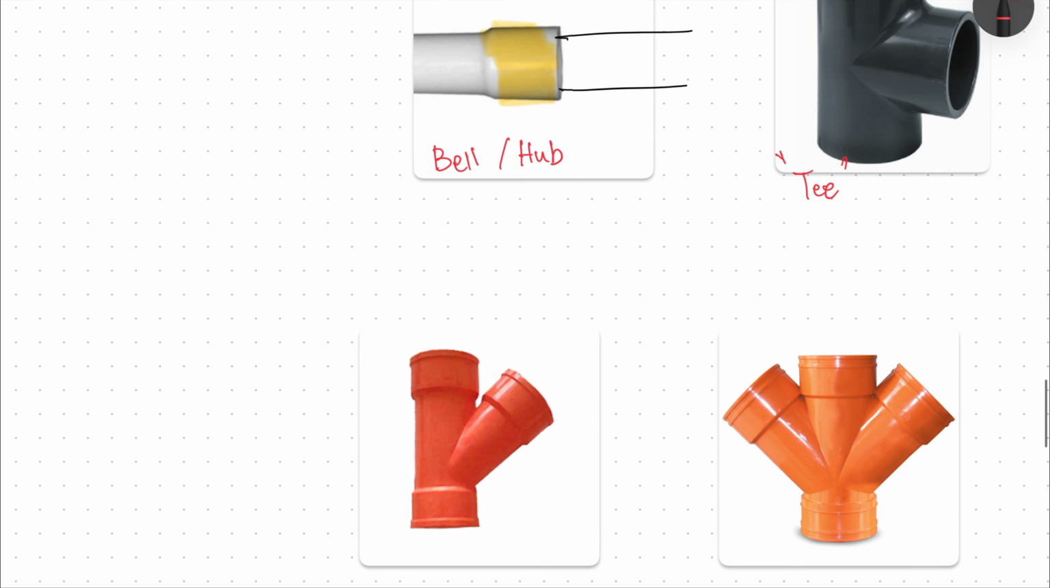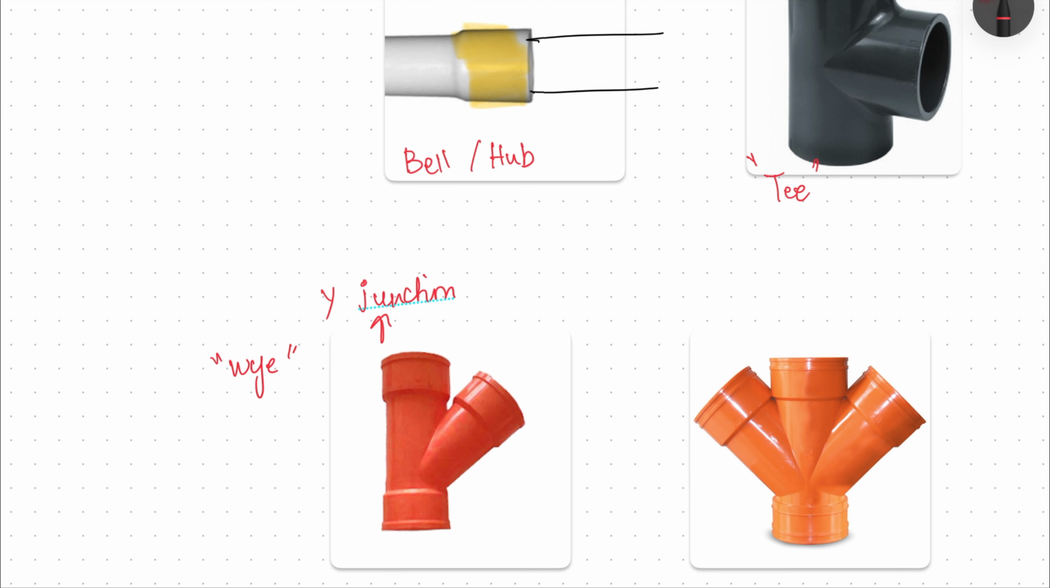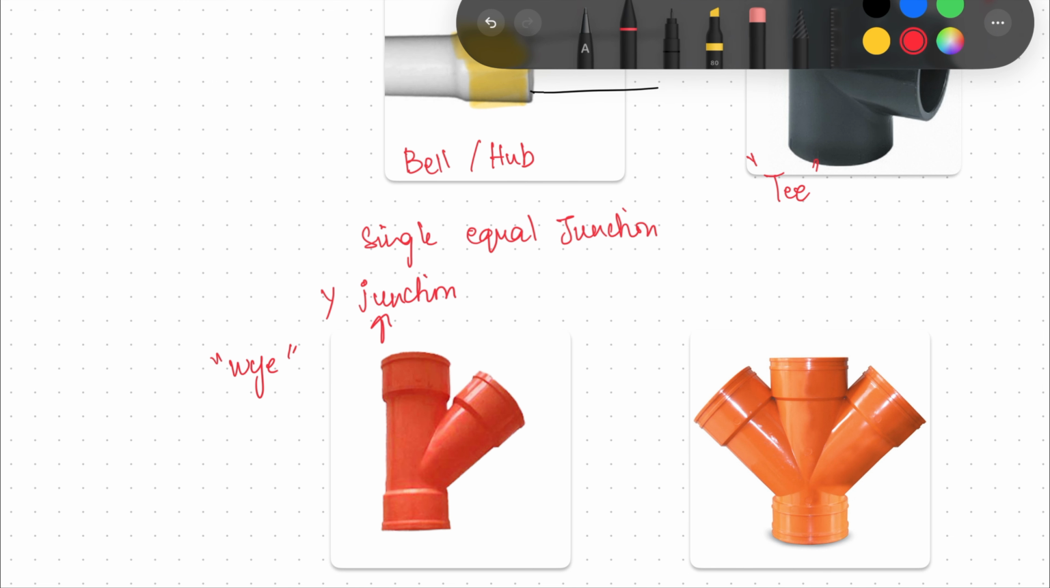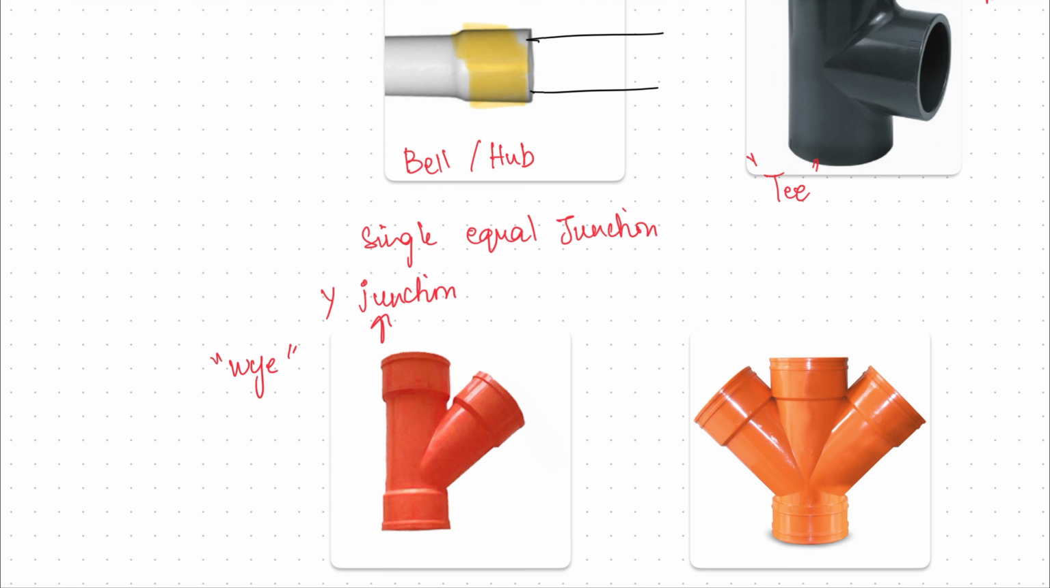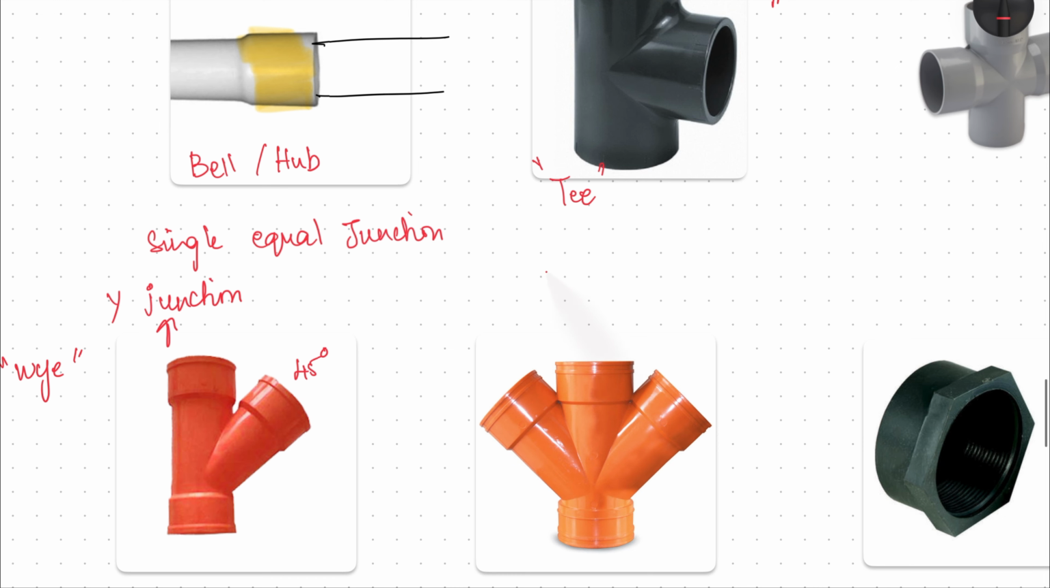Then you have this, which is your Y junction. It's also written as WYE, and it's also called a single equal junction. And this pipe is connected at 45 degrees. This is a double Y junction or double equal junction.